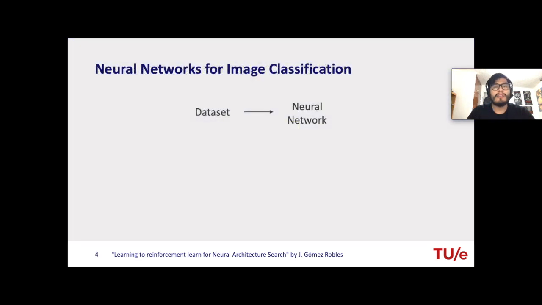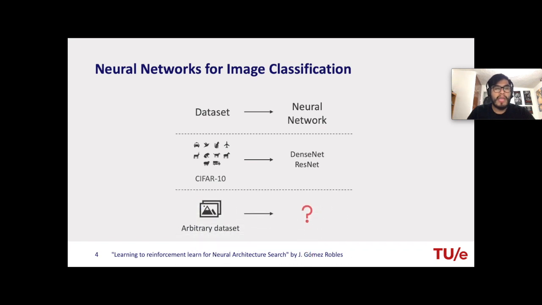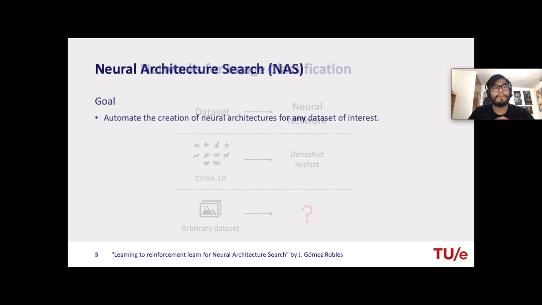In this scenario, the setup is pretty straightforward. Given a dataset, we pass it to a neural network that is trained to identify the class of any image in the set. For the well-known datasets, for instance CIFAR-10, we already know some well-performing networks, such as DenseNet or ResNet. However, if we think of other datasets, the choice of the best network is not always obvious. That is the problem that Neural Architecture Search, or NAS, attempts to solve.